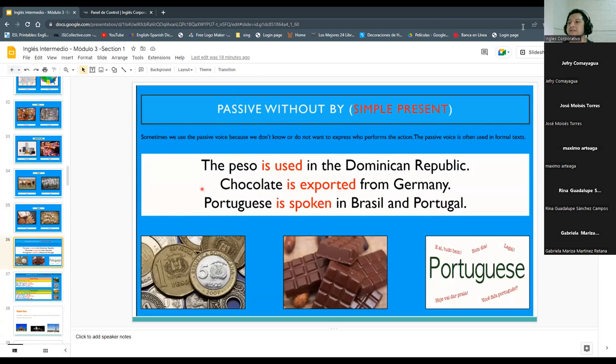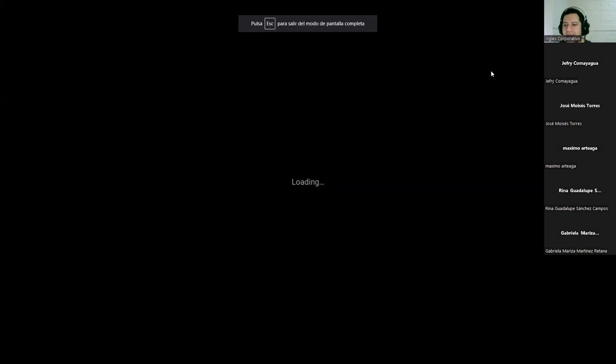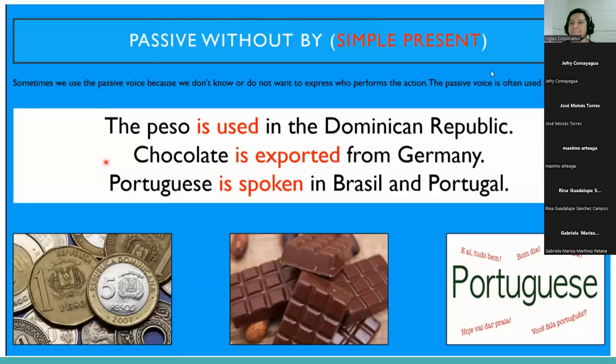And yesterday, we were talking about the passive without by. Simple present. This is the simple present, as you can see, right? We can have the passive with simple present also. Sometimes we use the passive voice because we don't know or do not want to express who performs the action. This is something that we studied yesterday.